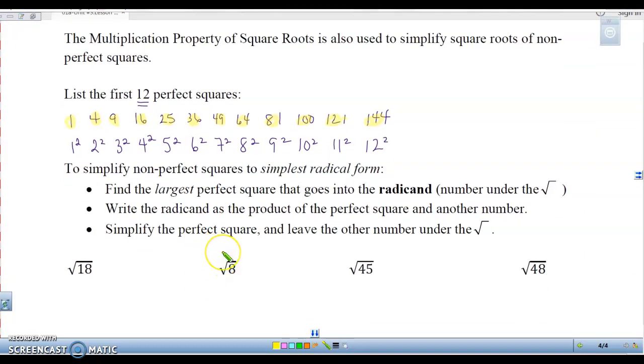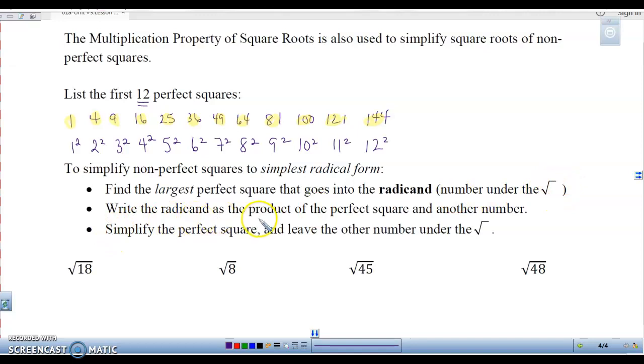All right, now what do we do with these non-perfect squares? Well, we have to simplify them to what's called simplest radical form. Simplest radical form means there's no more square roots that you could take out. So we want to find the largest perfect square that goes into the radicand. The radicand is the name for the number underneath the radical, underneath the square root symbol.